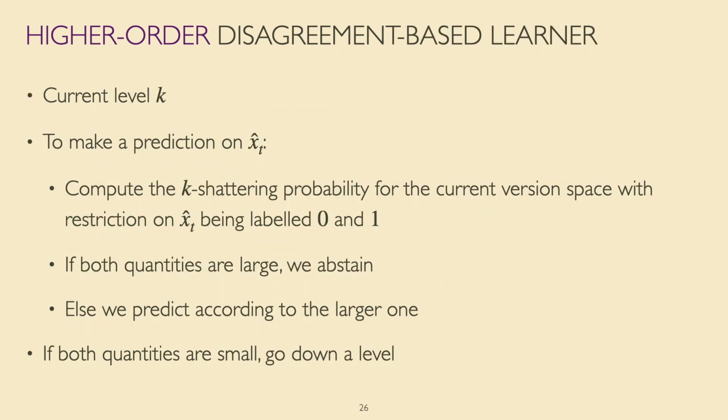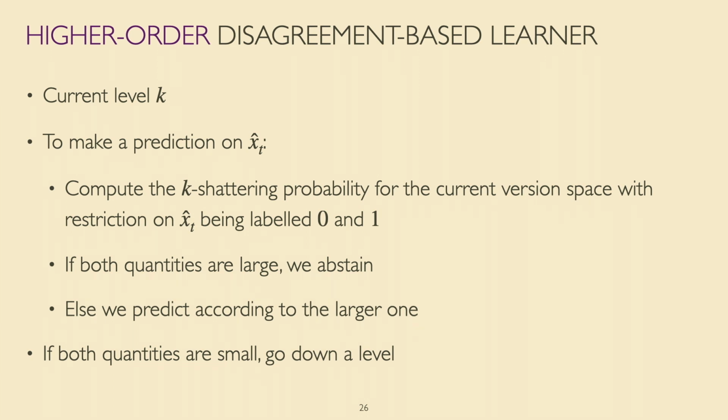Okay, so now the algorithm is the following. You choose a level k. I'll make it more formal right now, I'm just giving the intuition. To make a prediction on the current iterate x̂_t, you compute the k-shattering probability for the current version space with the restriction that x̂_t is labeled 0 or labeled 1. So you get these two numbers based on if you label it 0 and label it 1: what is the remaining subspace, how much information would we have in this space. If both these quantities are large, we just abstain, because this point is not really going to give us a lot of information about the true distribution. Else, we predict according to the larger one. If you predict according to the larger one and you make a mistake, we'll go into the smaller case.